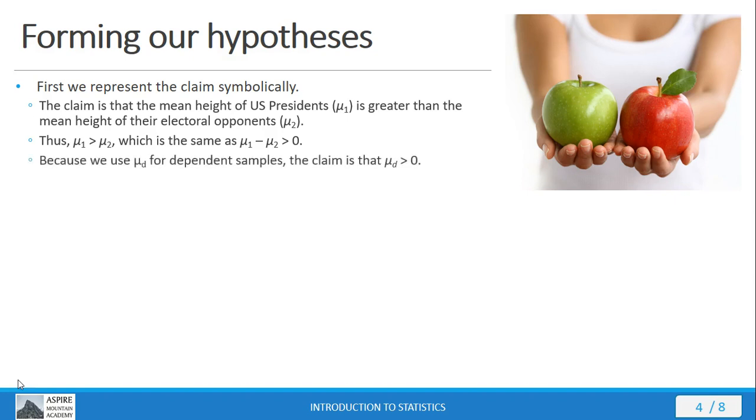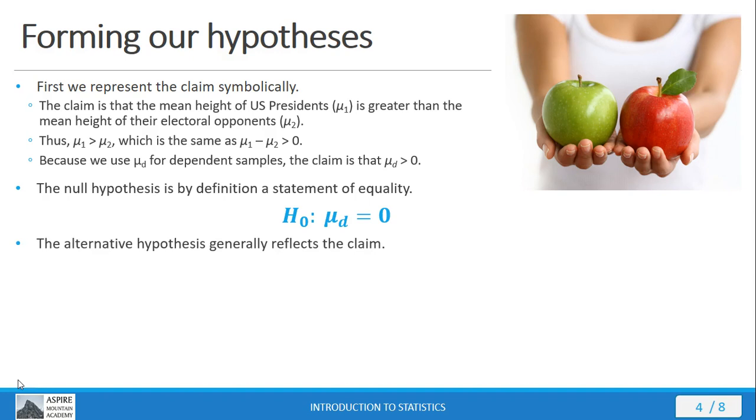Now, we're using mu sub d for dependent samples, so our claim is that mu sub d is greater than 0, because this is the symbol we use when we're dealing with paired data. The null hypothesis, by definition, is a statement of equality, and so we can write that simply as such. The alternative hypothesis generally reflects the claim. Here we don't have any semblance of equality in our claim, so we can just go ahead and adopt the claim as our alternative hypothesis.